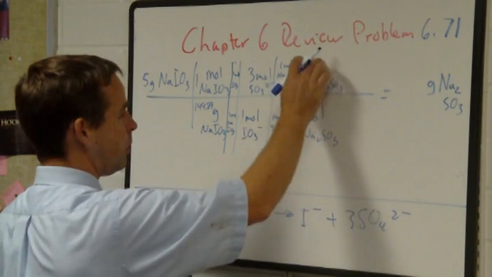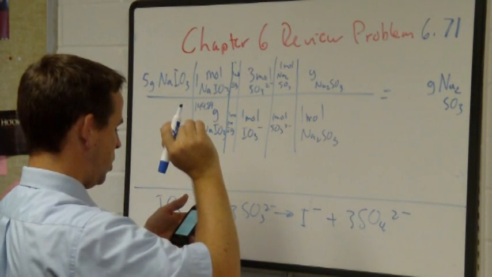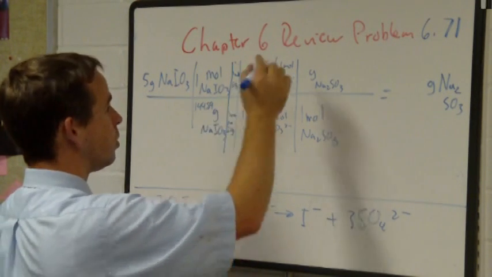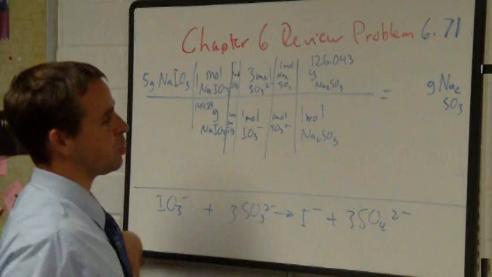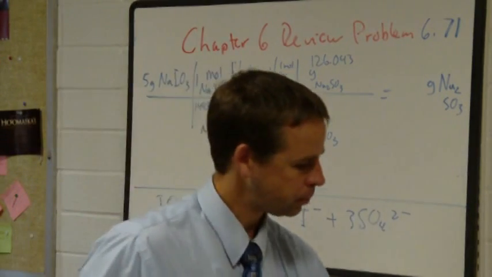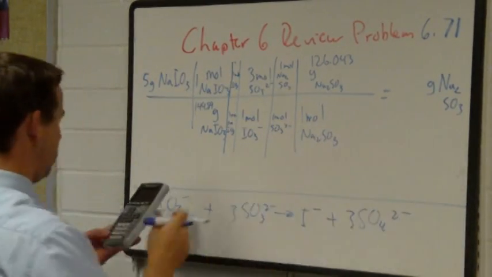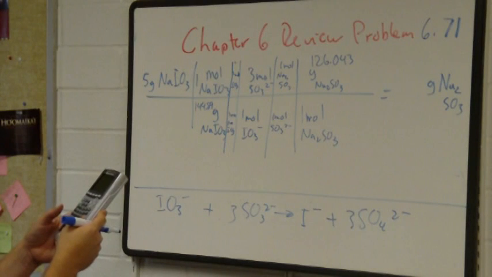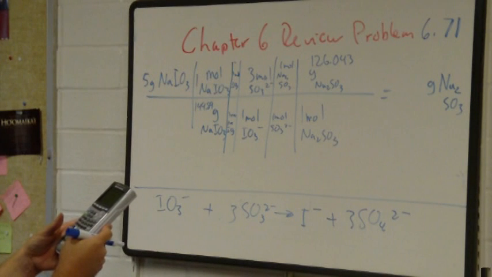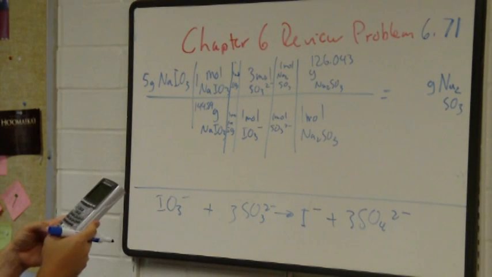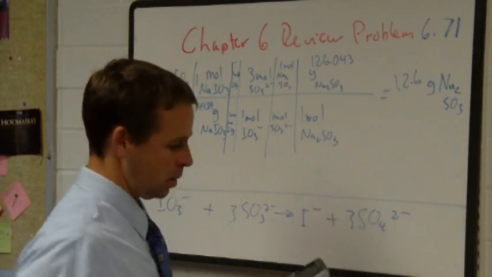Okay, so after we get the molar mass of sodium sulfite here, 126.043 grams of sodium sulfite for every mole of sodium sulfite, then we should be able to answer the question here about how many grams of sodium sulfite we'll need. Okay, so we have 5 divided by 149.89 times 3 times 126.043. So I'm looking at 12.6.